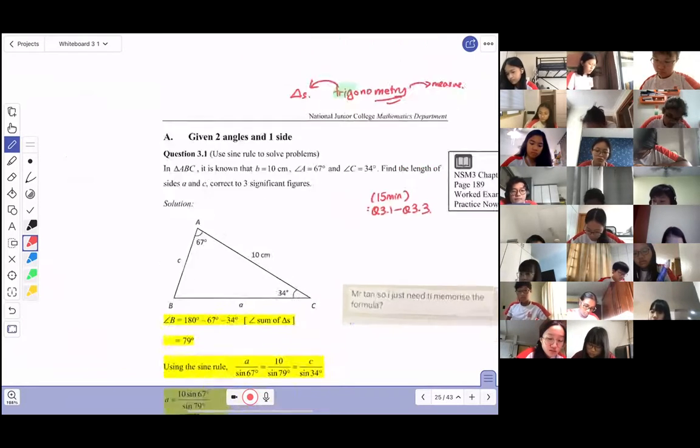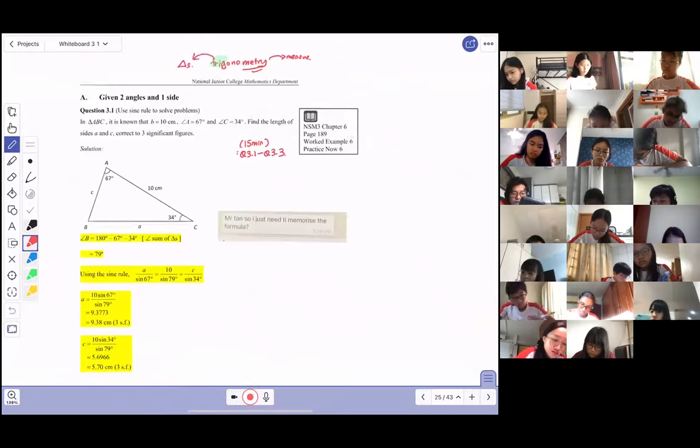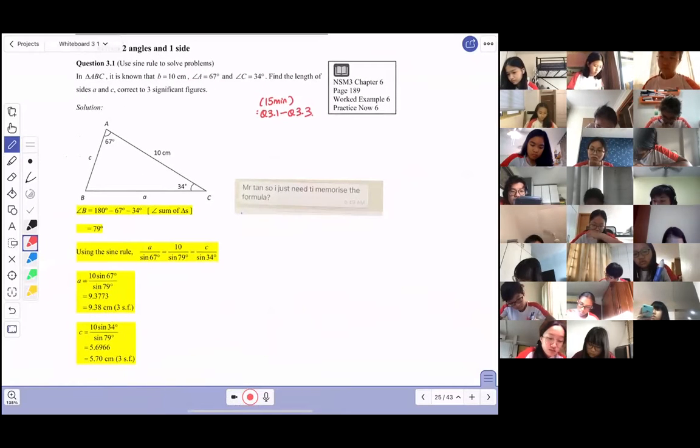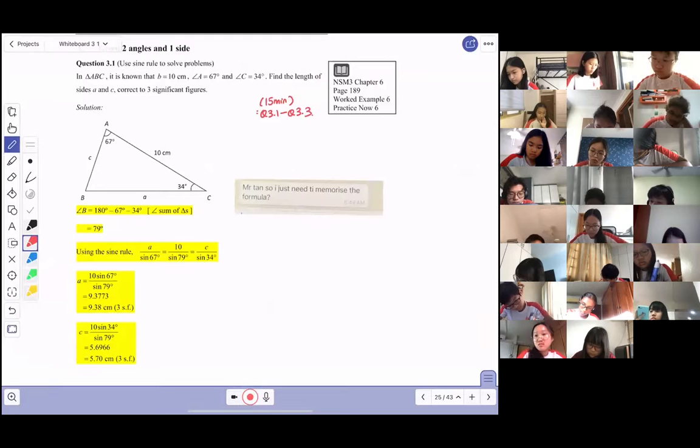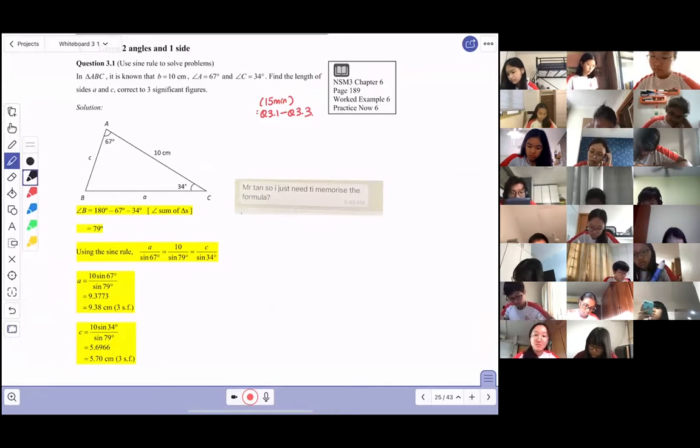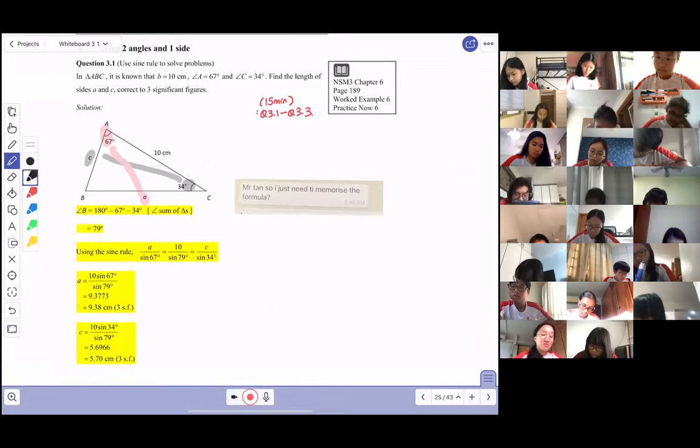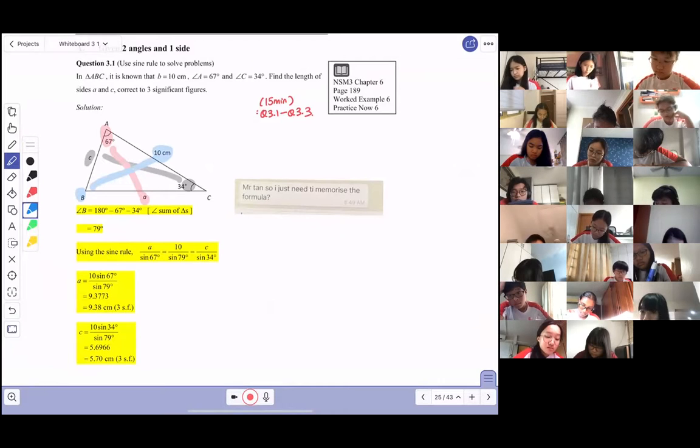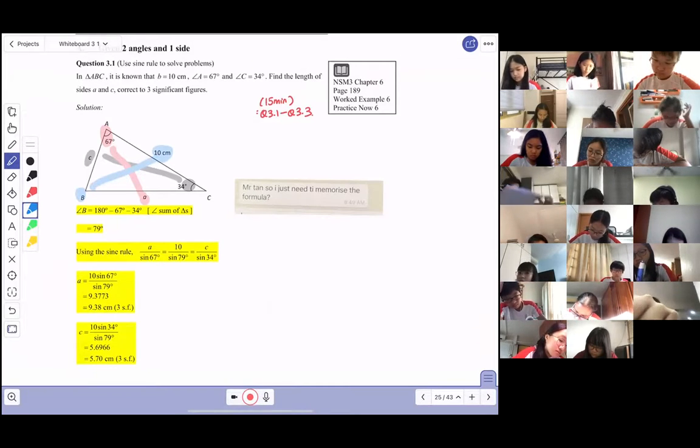If all goes well, you should be about 3.2 by now. The key thing is to identify the unknown angle and the side corresponding to it. Side C is paired with angle C, side A with angle A, side B with angle B. From there, you know how to identify the trigo ratio and the trigo side.